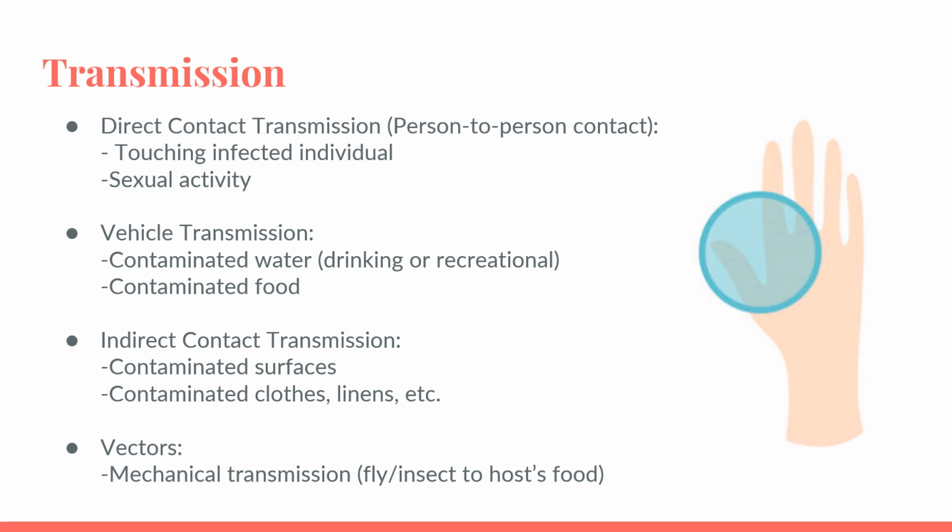This disease can also be transmitted via vehicle transmission. So that includes contaminated water, either drinking or recreational, like we saw in Lab 12. And also this includes contaminated foods. This disease can be transmitted via indirect contact transmission, which includes contaminated surfaces, clothes, linens, and other inanimate objects.